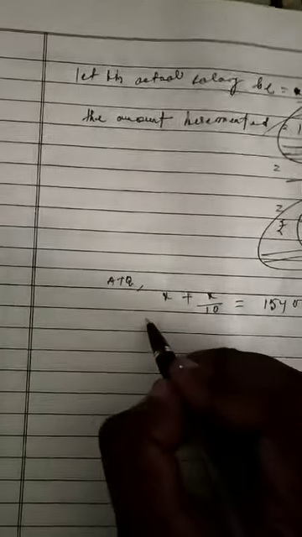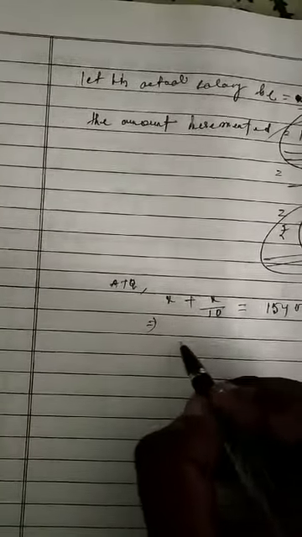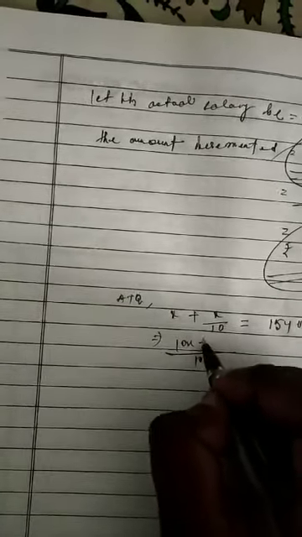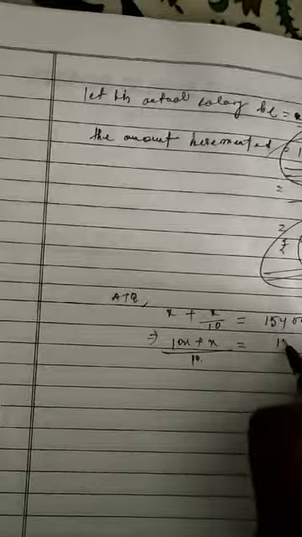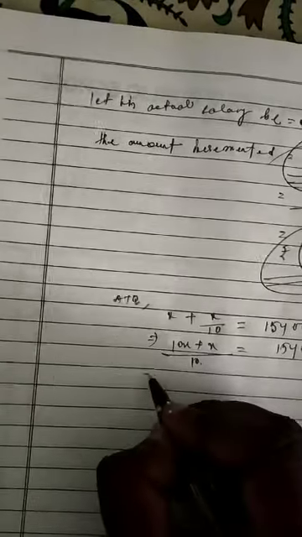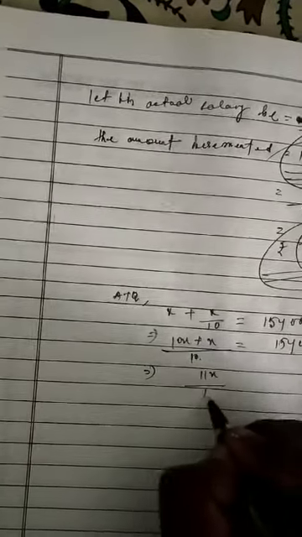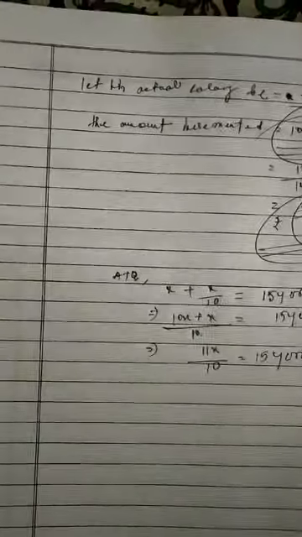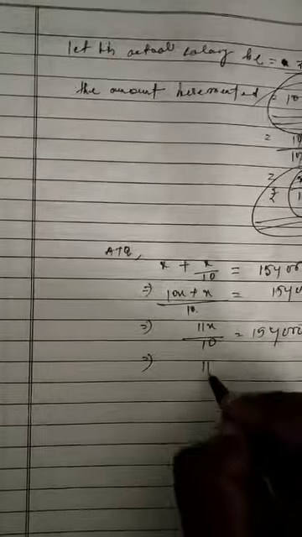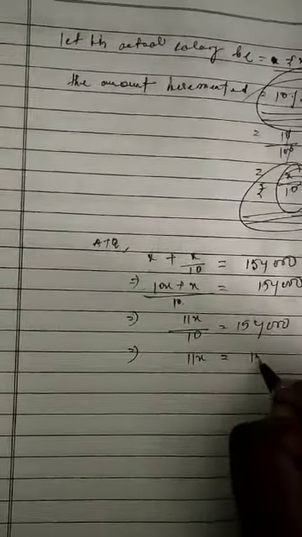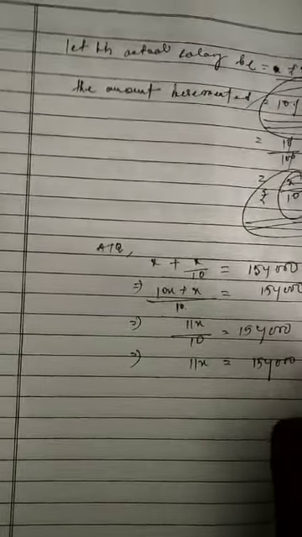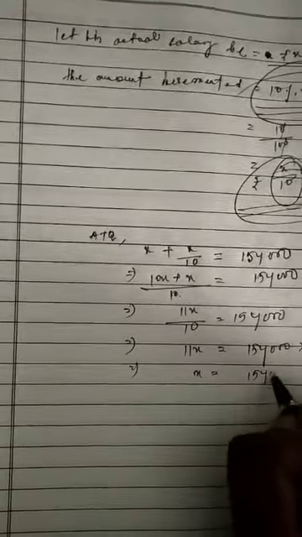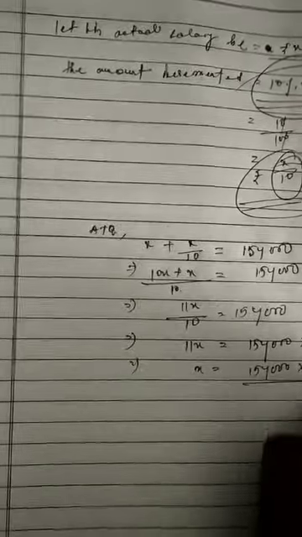1,54,000. From here, we have to extract the value of X. I'll prefer LCM. 10x plus X equal to 1,54,000. 11x by 10 equal to 1,54,000. Now from here, 11x equal to 1,54,000 into 10. X equal to 1,54,000 into 10 by 11.